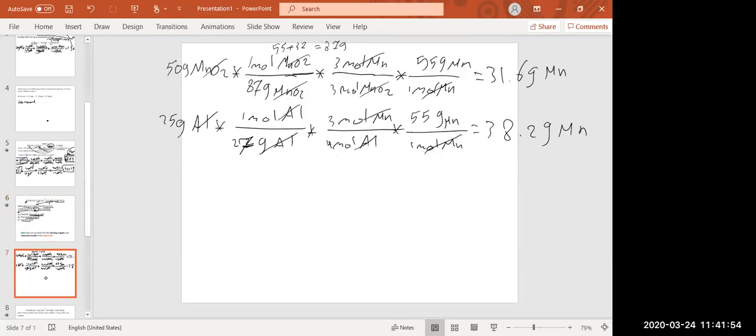Now, first of all, which one is the limiting reactant? It is the reactant, be careful guys, that gives you the lowest yield. Which one is the lowest yield? It is this one. The reactant that gives you the lowest yield is the limiting reactant. So it is the MnO2. Now, which one is the theoretical yield? It is the yield coming from the limiting reactant. So it will be this one, the theoretical yield.